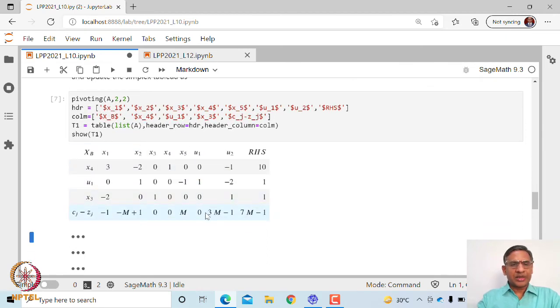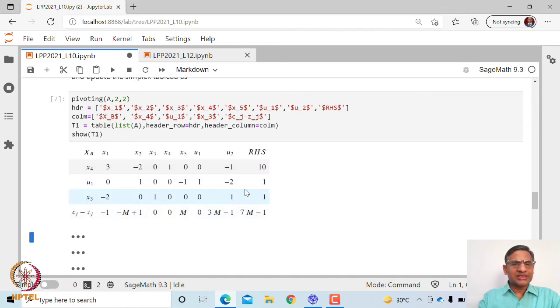Now again, if you look at this stage, the basic variables are x4, u1, x3. The value of x4 is 10, u1 is equal to 1 and x3 is equal to 1, and the value of the objective function will be minus 1 at this stage. Now if you look at this reduced cost coefficient row, minus m plus 1 will be negative. Therefore x2 will be the incoming variable.